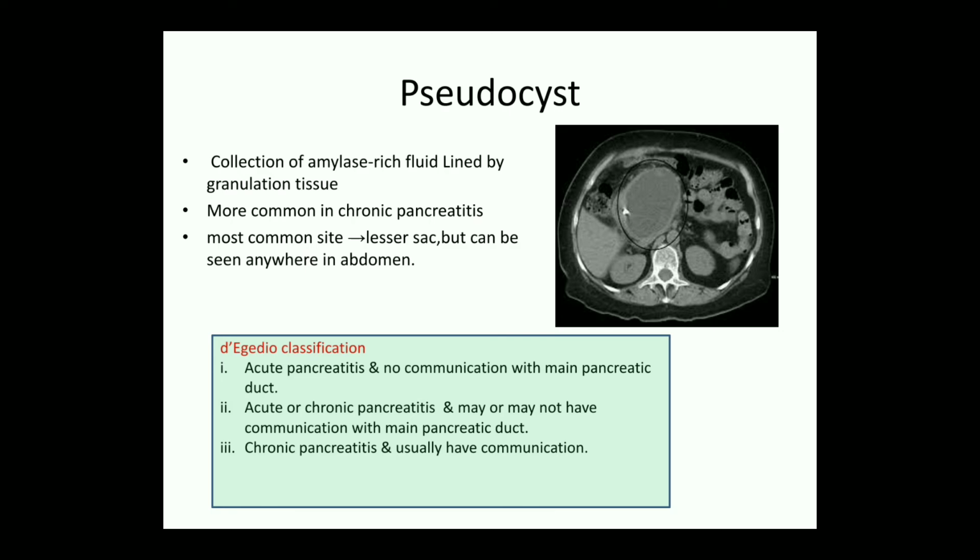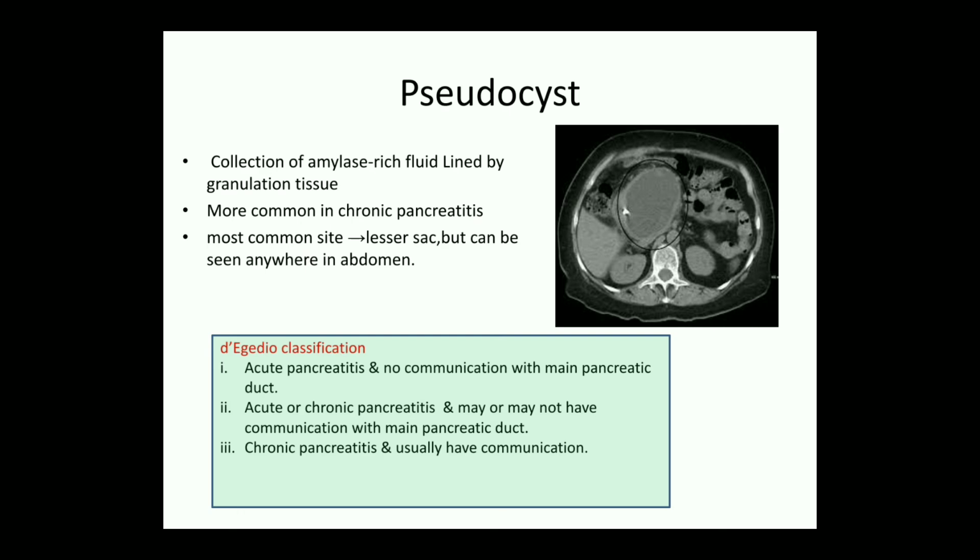And pseudocyst is one of the local complications. In pseudocyst, basically there is a collection of amylase rich fluid lined by granulation tissue. As the name suggests, pseudocyst is a false cyst. It is not lined by epithelium, it is lined by granulation tissue. And if we ask whether pseudocyst is more common in acute or chronic pancreatitis, it is more common in chronic pancreatitis rather than acute pancreatitis. The most common site of pseudocyst is the lesser sac, but it should be noted that it can be seen anywhere in the abdomen.